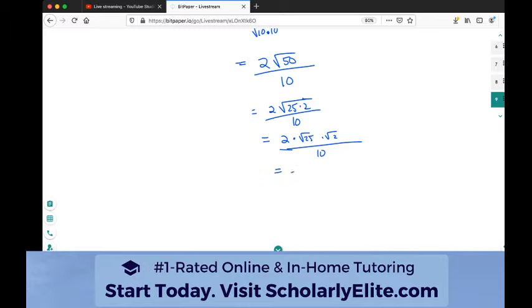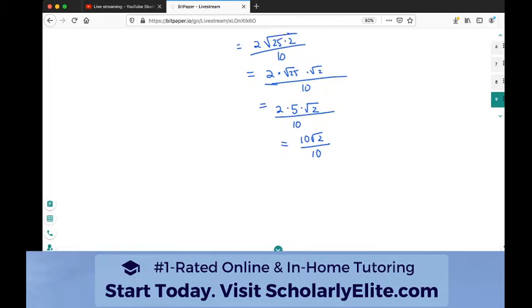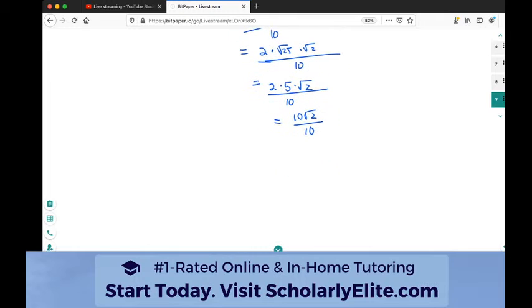And then this becomes 2 times 5, because the root of 25 is 5, times root 2 over 10. And then this becomes 10 times root 2 divided by 10, which logically is going to be canceling out here. So this just becomes the root of 2. Okay, you guys?